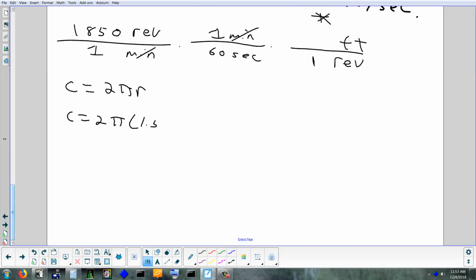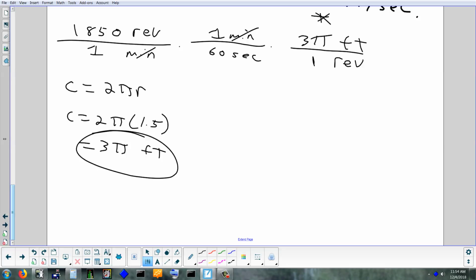2 pi times 1.5. What's 2 times 1.5? 3. So in order to go all the way around this circle, in order to make one revolution around the edge, it is 3 pi feet. Now I know how many feet in one revolution, which is also called a circumference. So that conversion that I put the asterisks above, that's the conversion that gets you from a spinning speed, or angular, to linear. That's how you make the jump. Always use the circumference formula.